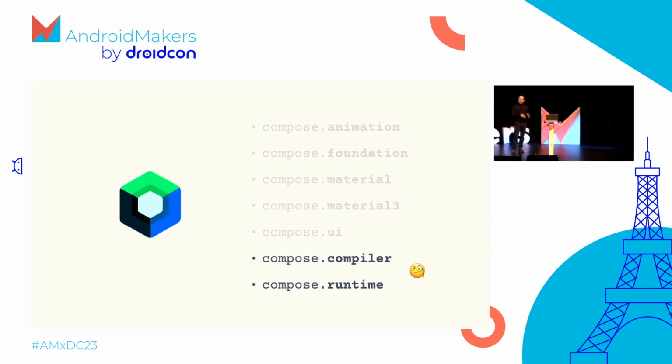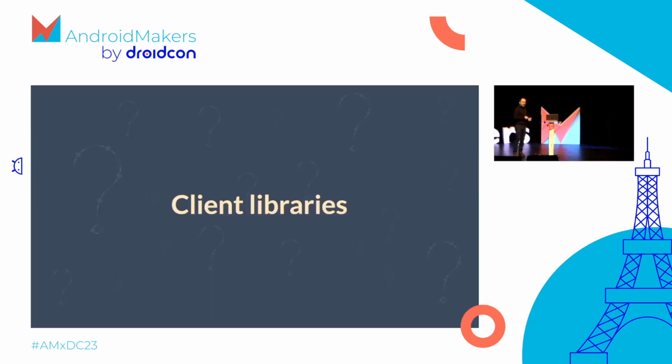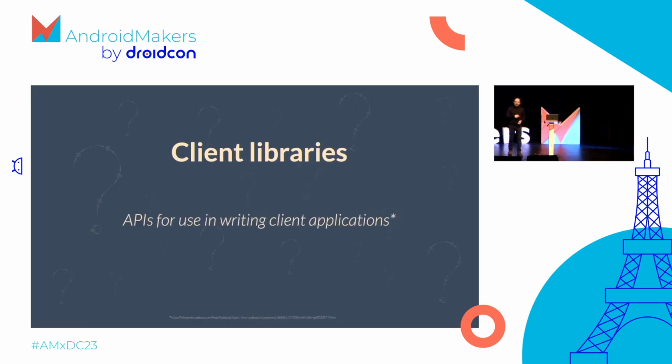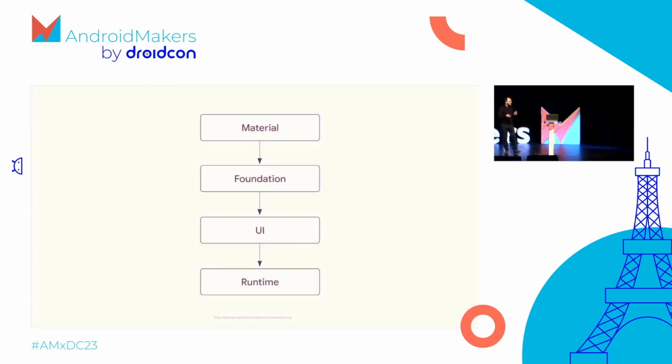We're going to see how the compiler works with Compose Runtime, and we will also see how we can use Compose Runtime. We keep saying client libraries, but let's just go over them again. What are client libraries? Client libraries are basically the APIs that are meant to be used from the client side, right? So they're kind of the middlemen, making the APIs better for you to use in your client code.